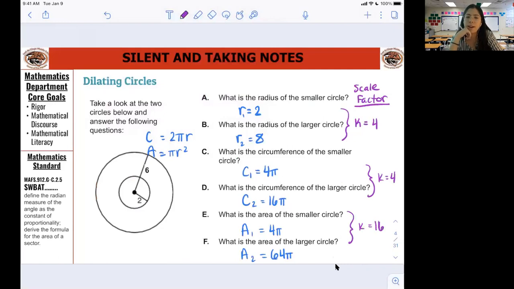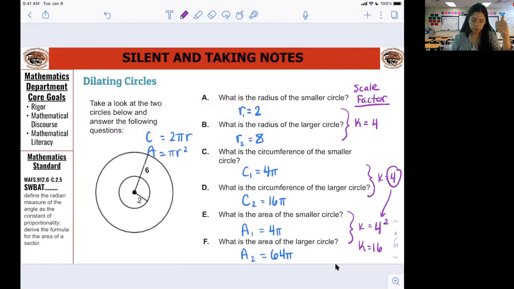So what's the pattern? What do you guys notice? 4 times 4 equals 16. The first two are 4. So for the radius and circumference, the scale factor is the same. But when we're talking about area, the scale factor is going to be that number to the power of 2. So the scale factor ends up being 16. So that's kind of the pattern.